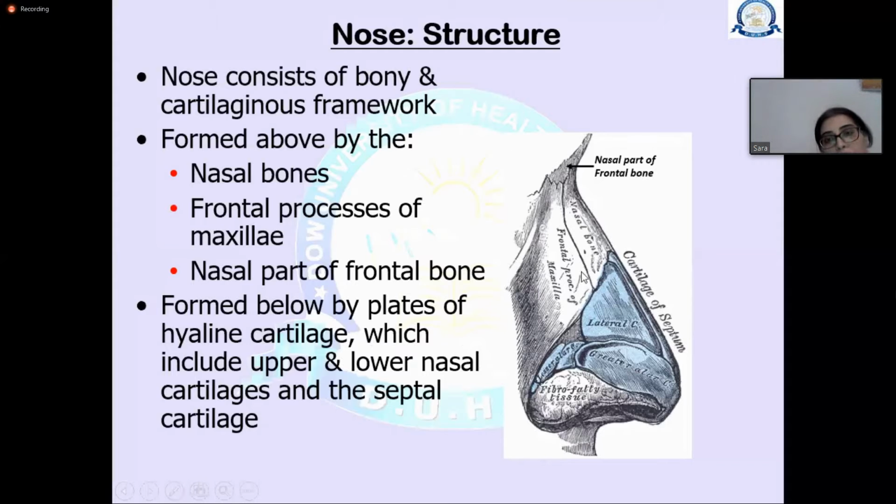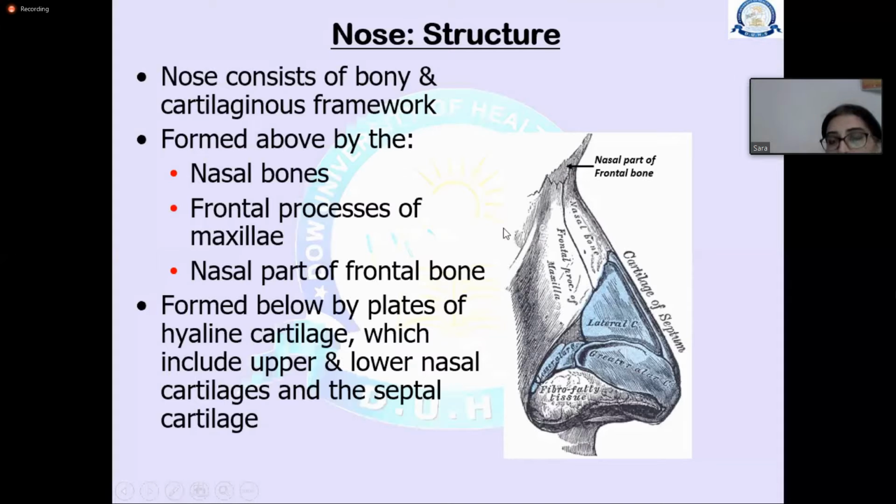So superiorly you had the bony part, inferiorly you had the cartilaginous part, which is a hyaline type of cartilage. Among the cartilages, the names will be the lateral cartilages and the alar cartilages, and inferior to that you will have a fibrofatty tissue.